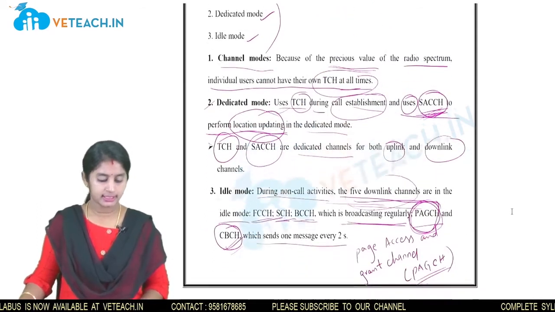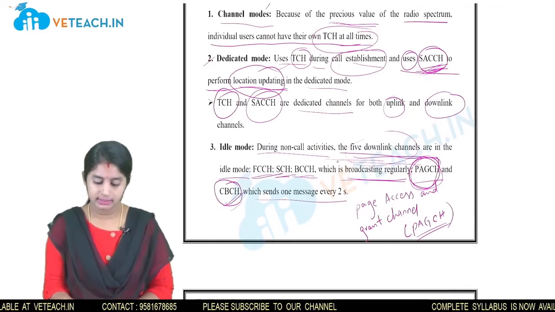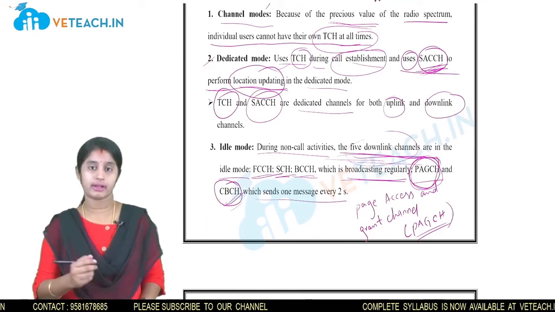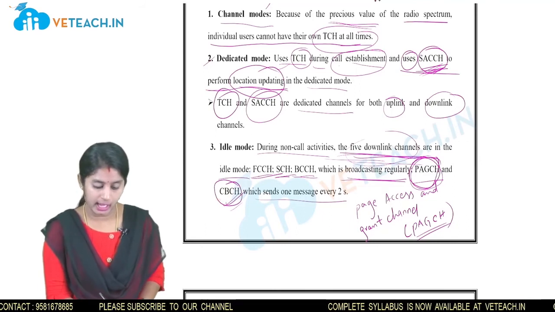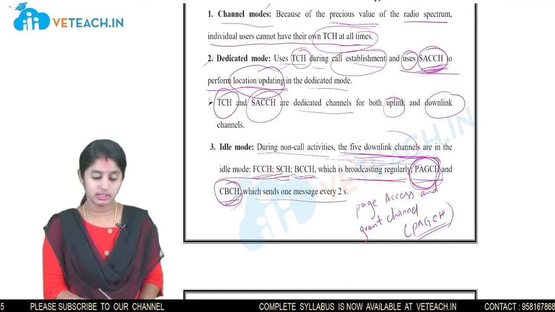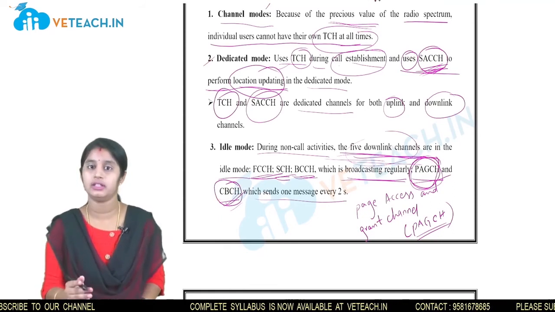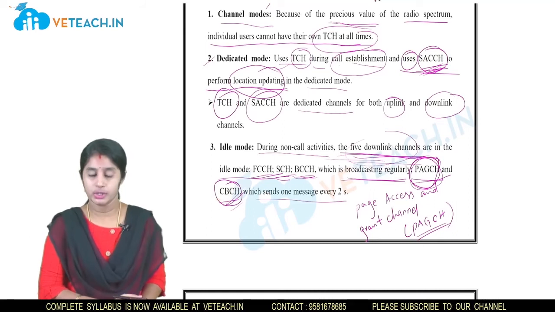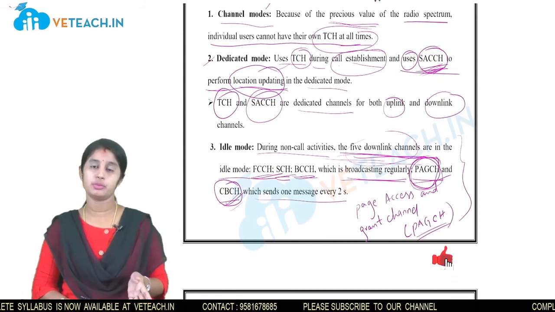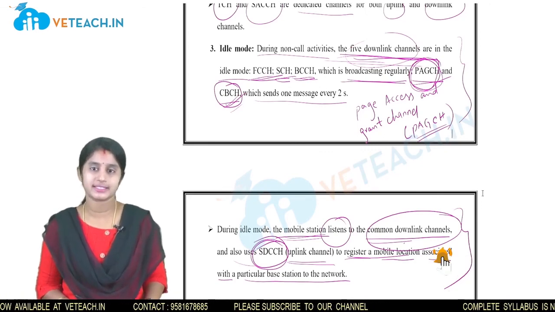And now the third one, the idle mode of GSM channel. In this idle mode, during the non-call activities, the 5 downlink channels need to be updated. These 5 downlink channels are in idle mode. What are the 5 channels we have? We have FCCH, SCH, BCCH, PAGCH as well as CBCH. These 5 downlink channels need to participate actively in order to establish a call. Clear? Depending upon the information provided by this idle mode, the call establishment needs to be allocated to a particular channel. Clear? So these are the 3 GSM channel modes, and the remaining we will discuss in the next sessions.